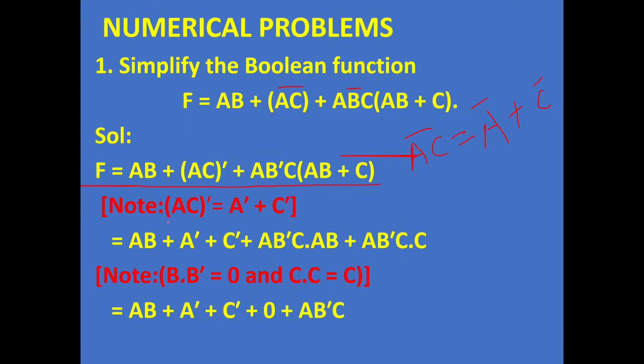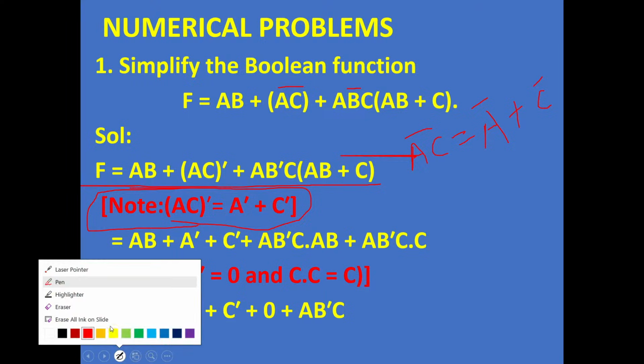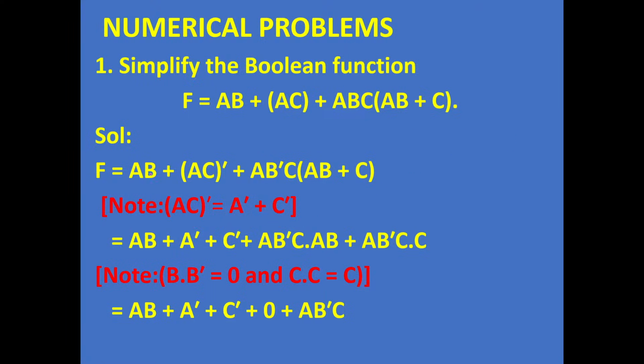Here in the note I have written this. No need to write this; just to explain to you, I have written it like this: AC whole bar equals A bar plus C bar. So instead of AC whole bar, you can write A bar plus C bar. Now AB as it is I have written here. Next, A bar plus C bar is what?